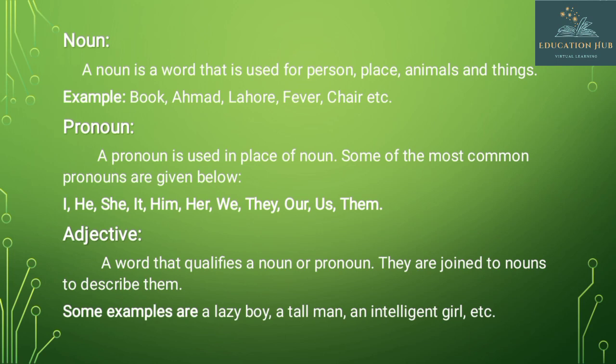Noun. A noun is a word that is used for a person, place, animal, and thing. For example, book, Ahmad, Lahore, fever, chair, etc. These are examples of nouns.